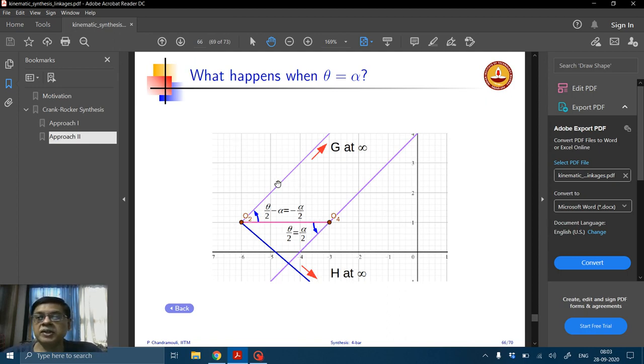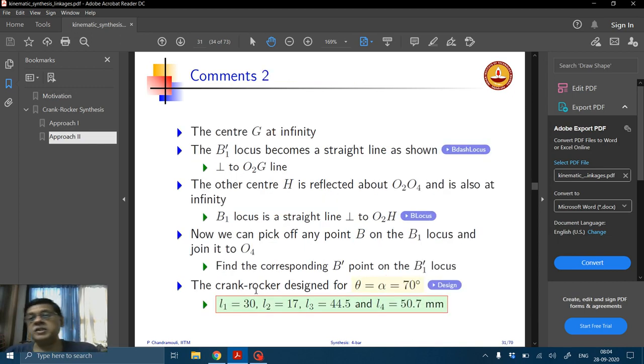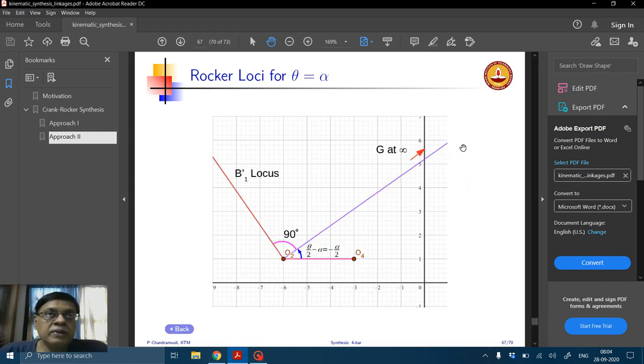It turns out that these two lines are going to be parallel, which means that my G is at infinity. In order to locate H, since H is found by reflection, we reflect about O2 O4, so we have another line at alpha by 2 over here, and H will be at infinity corresponding to that. So that is how we locate the centers. They are actually at infinity. So what happens to the circles? The center G is at infinity. The B1 dash locus becomes essentially a straight line. As G goes to infinity, earlier we had G and H coincide with O4 for theta by 2 equals alpha.